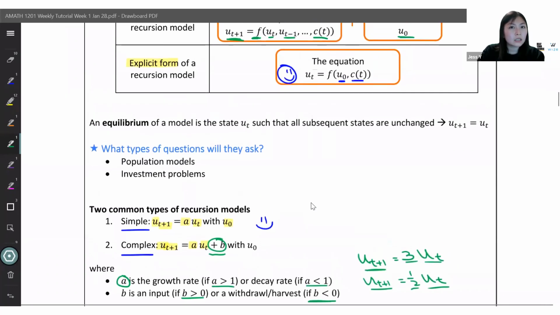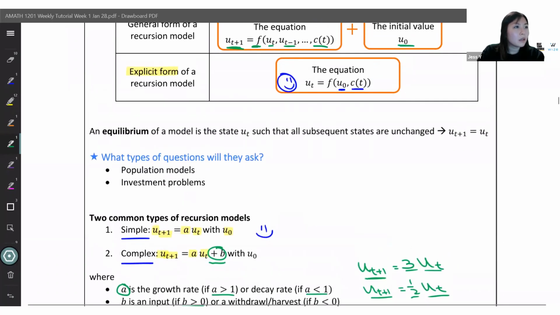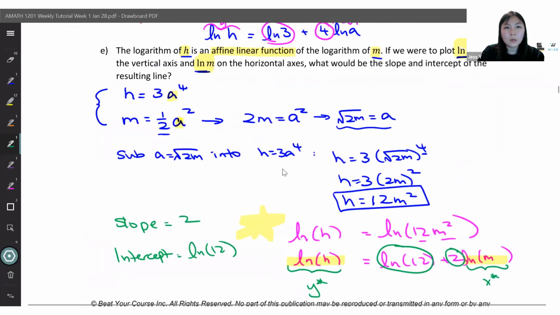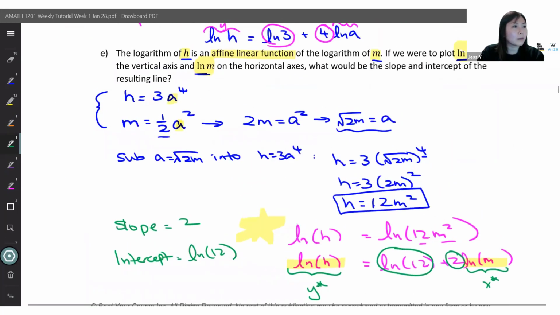Scroll back up to the example. Yep, so the example, I'm not sure which example. I'm assuming this one. If not, let me know. I can keep scrolling.